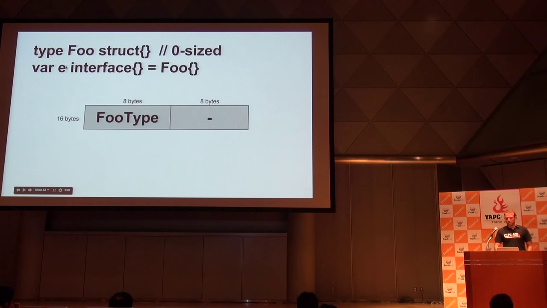Or you can make your own type that has a zero length memory representation. So you can make this type called foo that has no fields, so it takes up no memory. And if you put one of those inside an empty interface, the interface value contains a pointer to your foo type, so you can still have methods on this, even though it does nothing, or it can't store anything itself. And the second field is just unused at zero.